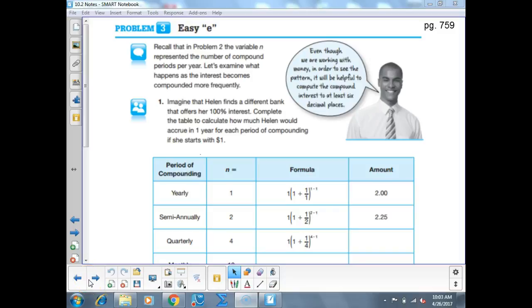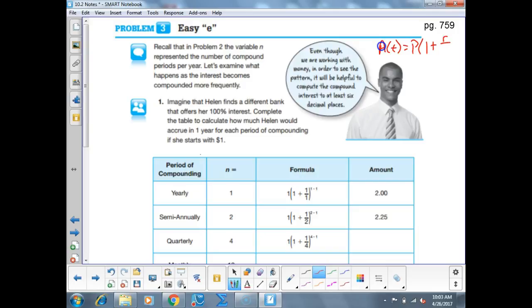We are on page 759 today, and we're going to take what we did yesterday with Helen and her compounding interest. Remember, yesterday with Helen, we found that she had A of t equaling P times (1 plus r divided by n) to the nt power. We developed that formula yesterday, when we compounded it a certain amount of times over years.